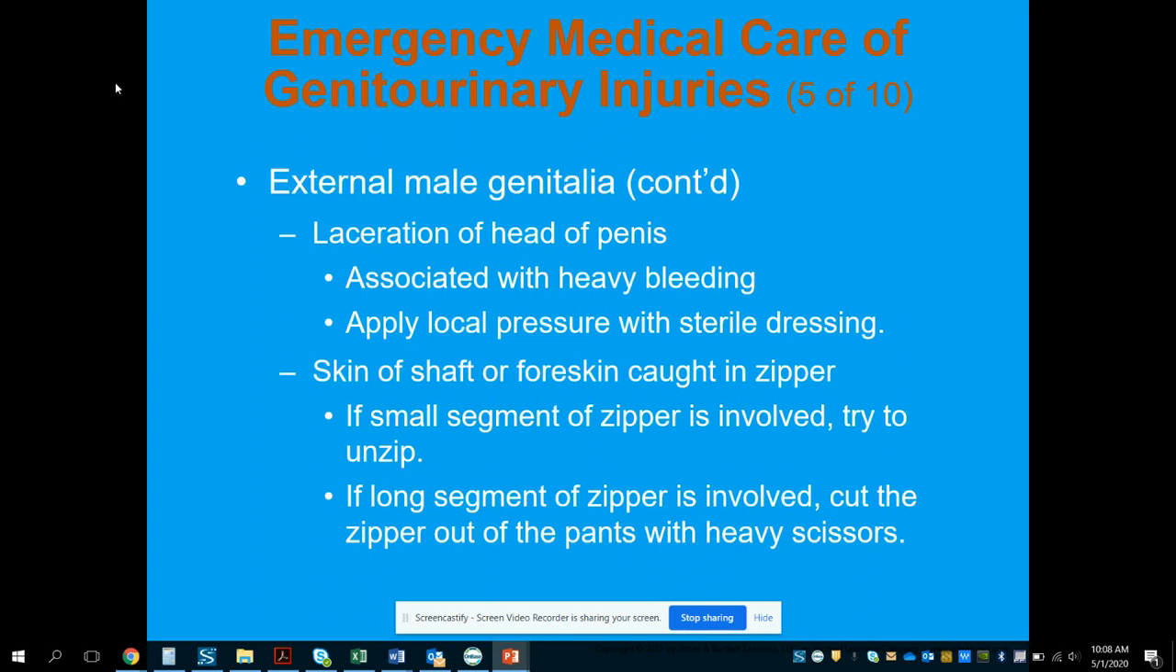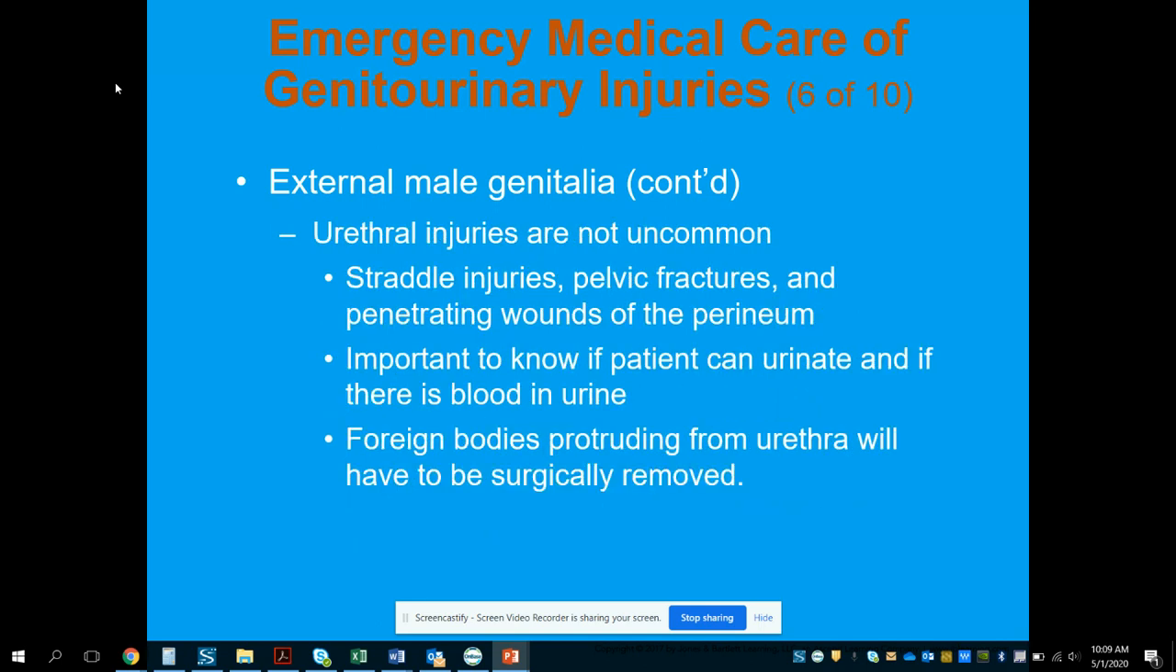If the skin or shaft of the foreskin is caught in a zipper, and it's a small piece of the zipper, you could try to unzip it. But if it is a long segment of the zipper that's involved, cut the zipper out of the pants with heavy scissors, leave it in place, and allow them to remove this at the hospital.